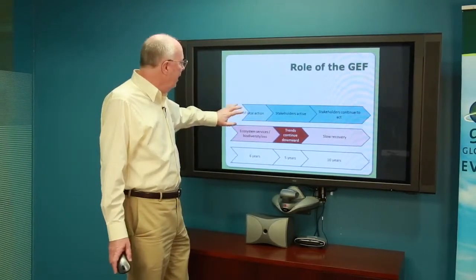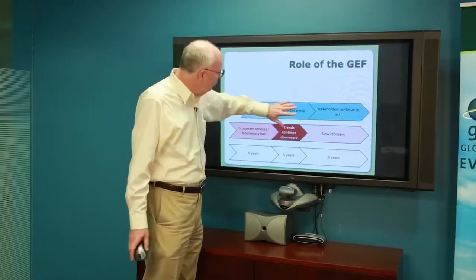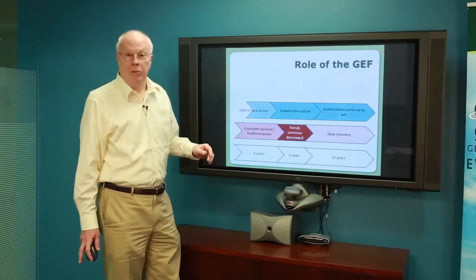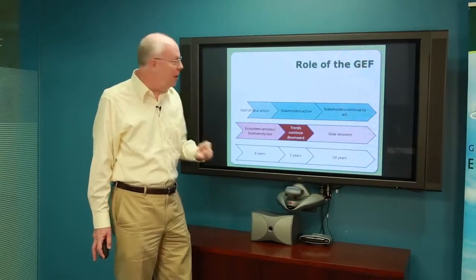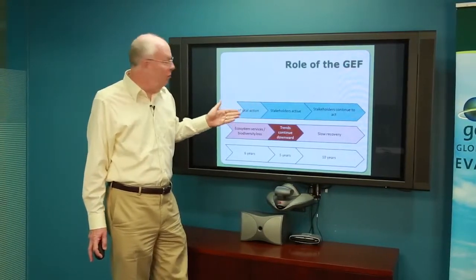But some local actions started up in the beginning, and the stakeholders became active. Still, the trends continued downwards, and then we see gradually over time a slow recovery. Not a full restoration, but a slow recovery. How does the GF interact with all of this?